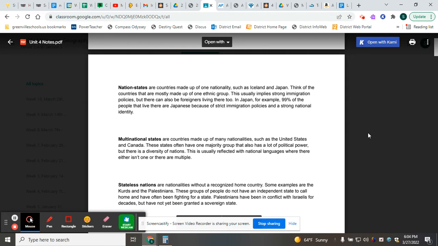Nation states are countries made up of one nationality, such as Iceland and Japan. Think of the countries that are most made up of one ethnic group. This usually implies strong immigration policies, but there can also be foreigners living there too. In Japan, for example, almost all of the people that live there are Japanese because of strict immigration policies and a strong national identity. Okay.